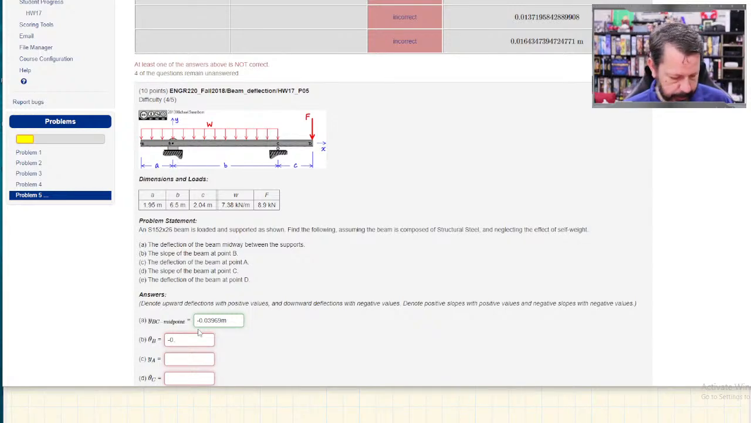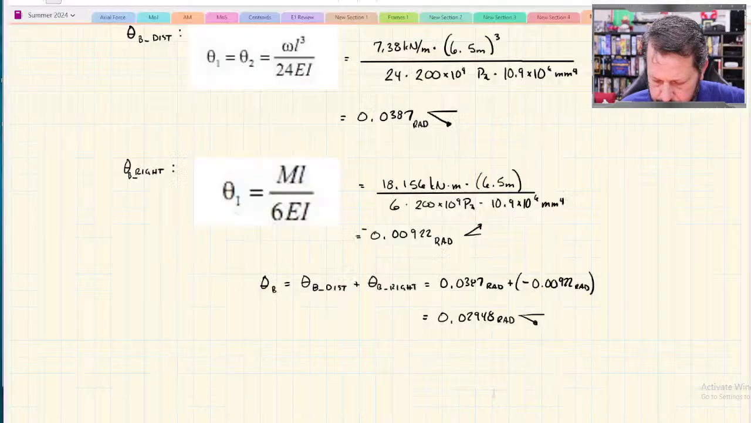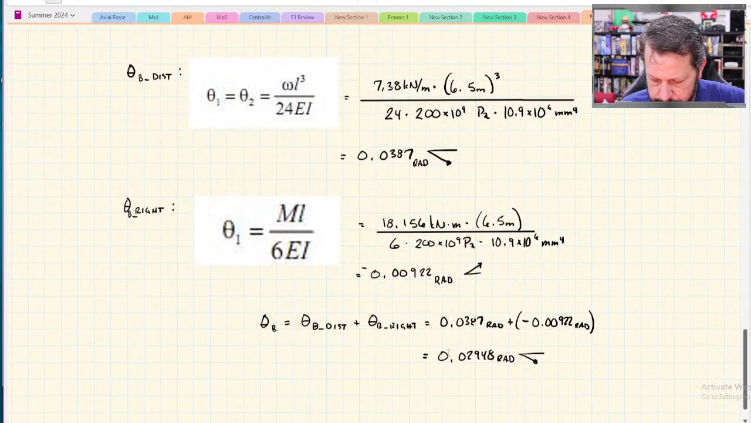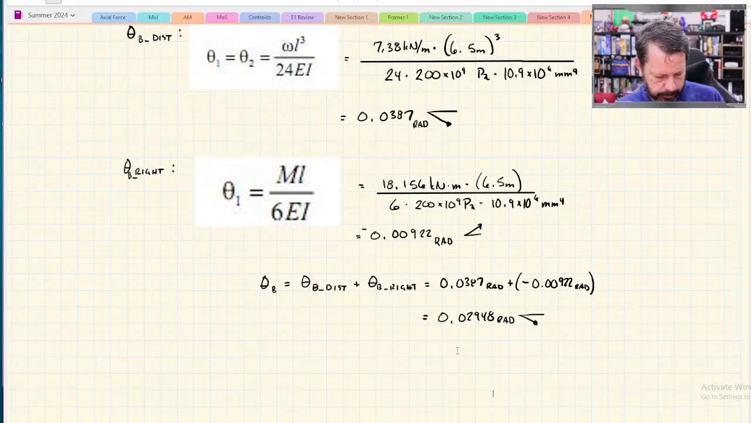Negative 0.02948. I guess radian, RAD is the unit. I don't know. Oh, I got that different number anyway. 0.0157. So there's a different number here, and it doesn't want radians. Oh, does it want it in degrees? No, it's not a degree issue.